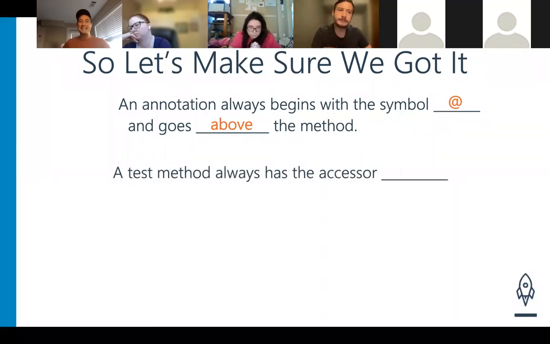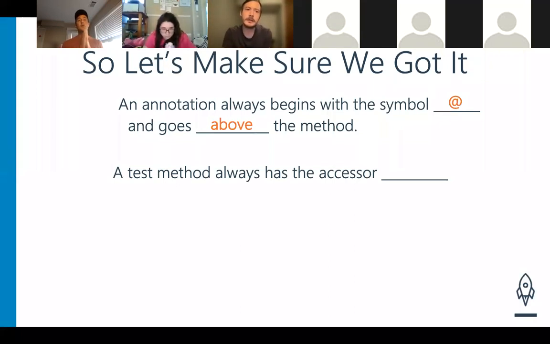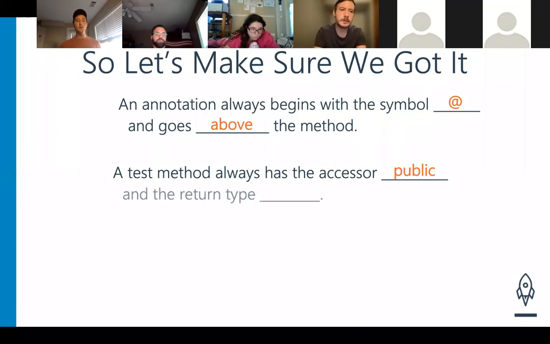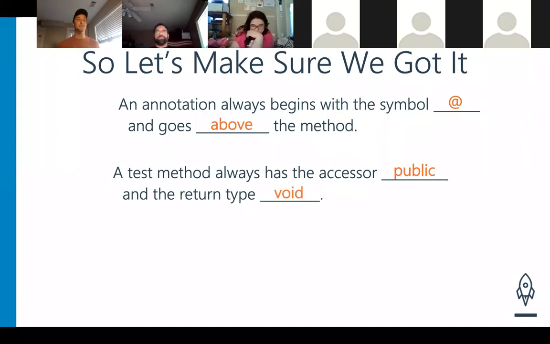A test method always has the accessor what? What is the accessor of a test method? So remember, what are accessors? What are our options here? Public, private, protected. What is our tests? Public. Oh, very good. They're going to be always public. A test method will always be public. All right, and we'll always have the return type what? Void. Very good. So a test method will always be public, and it will always return void. It will never return anything else.